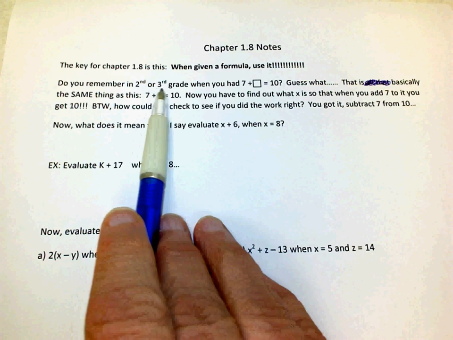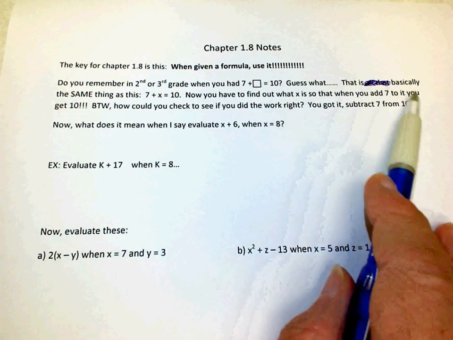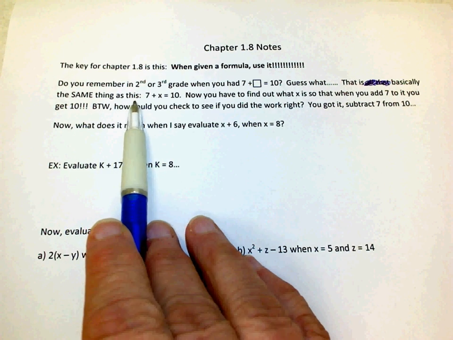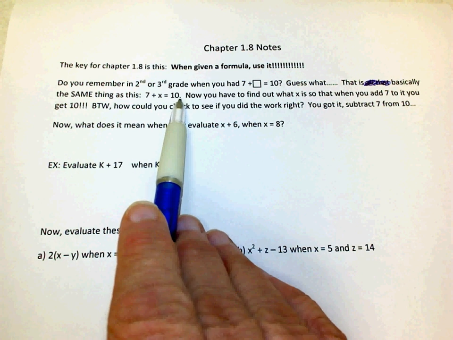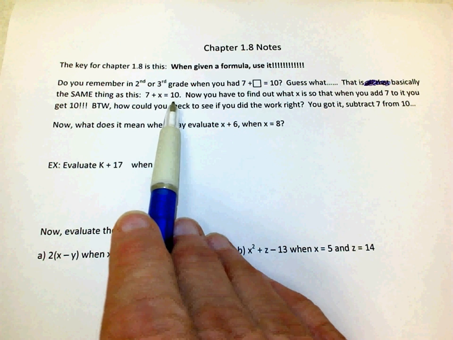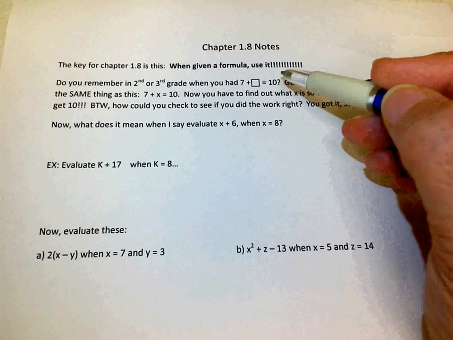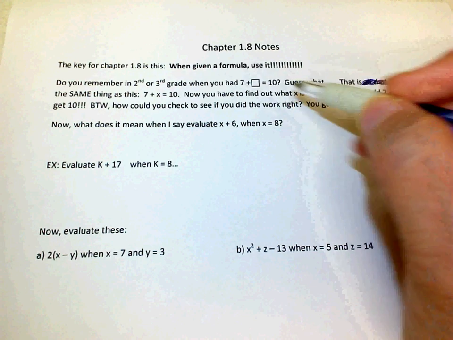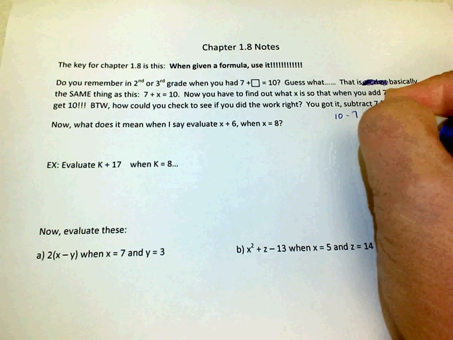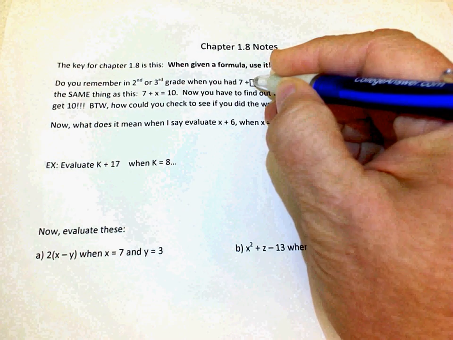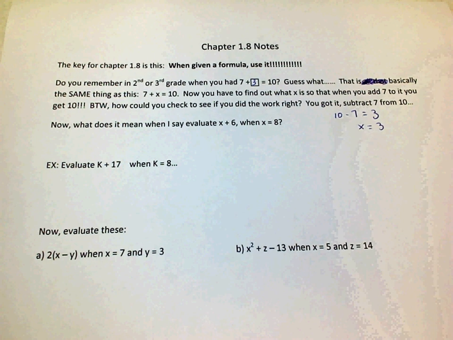Do you remember in 2nd or 3rd grade when you had 7 plus box equals 10? Well, guess what? That's basically the exact same thing that's going on when you have 7 plus x equals 10. So you really know what to do, because how do I find what goes in the box? Well, I take 10 minus the 7. So 10 minus 7 gives us 3. So we would put 3 in the box, or we could say x equals 3. Okay?